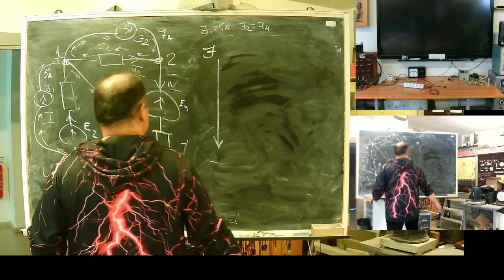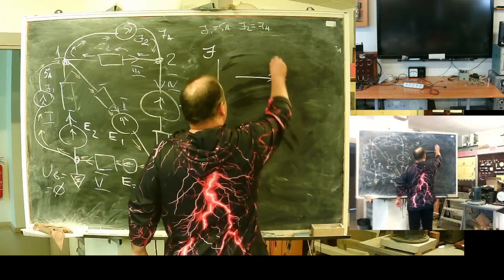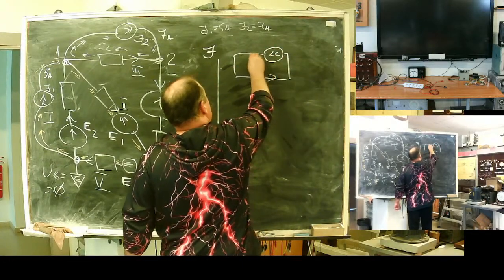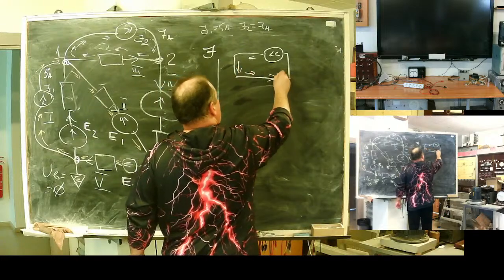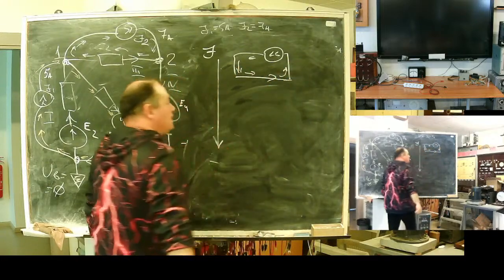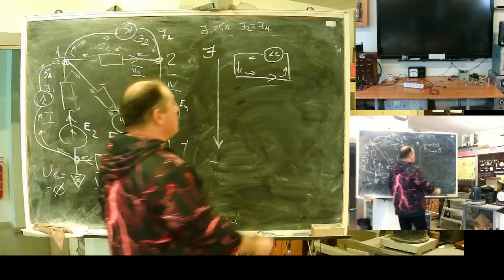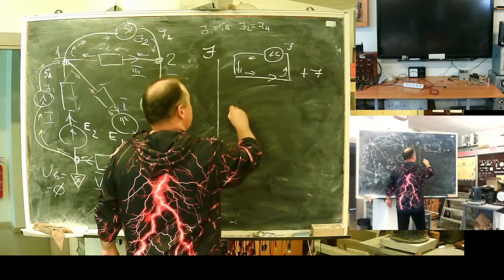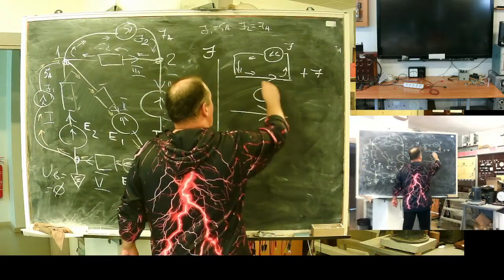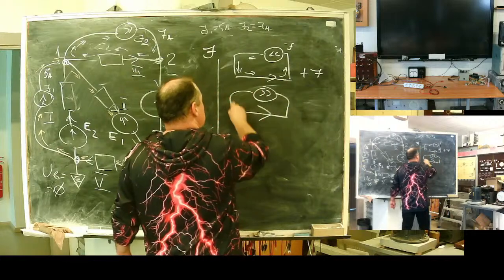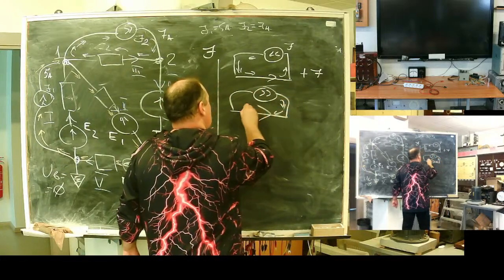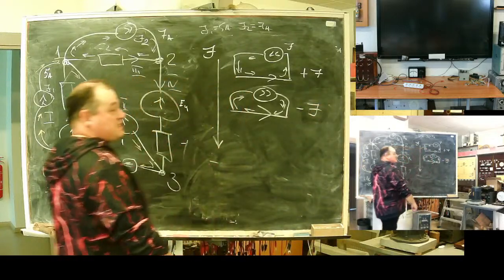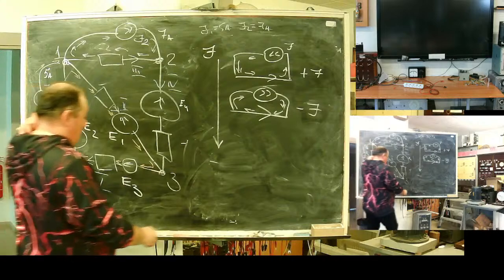Okay, let's see. The rule is very simple. If this imaginable current flows in the direction of your branch, write it with a plus. If it flows opposite to your branch direction, write it with a minus sign. And here are the branches.